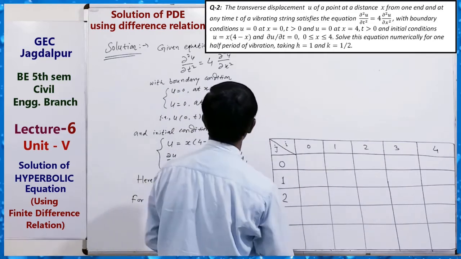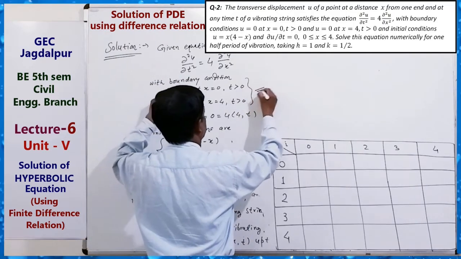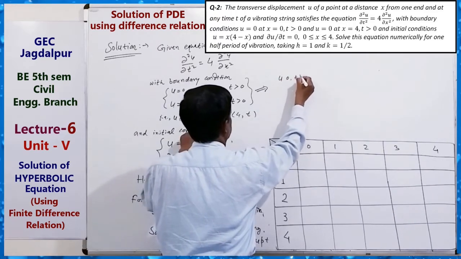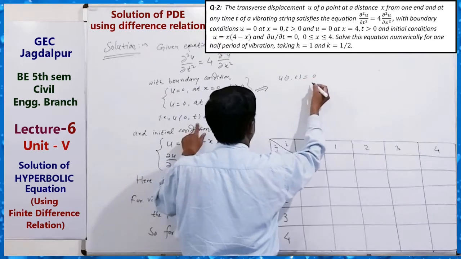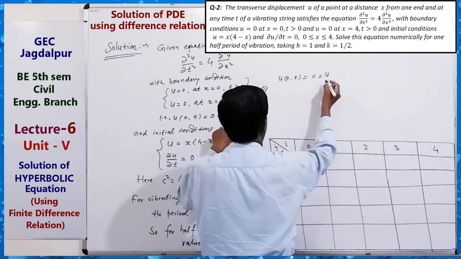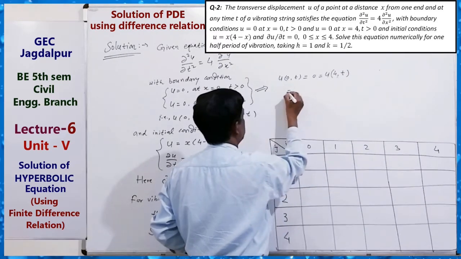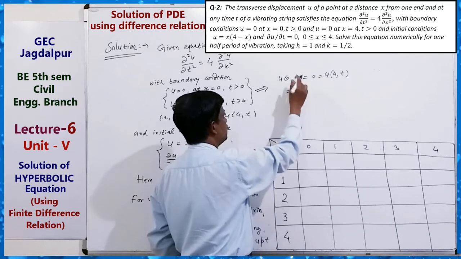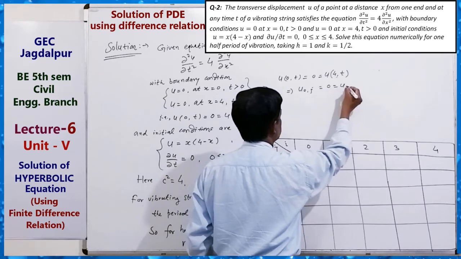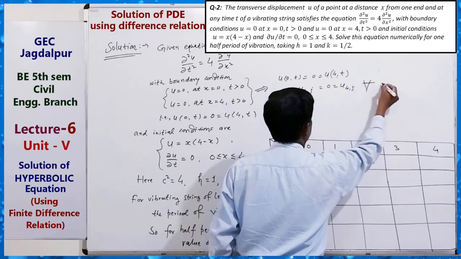So the boundary values by using the boundary condition: u(0,t) equals 0, and also u(4,t) equals 0. This implies u(0,j) equals 0 equals u(4,j) for all j.